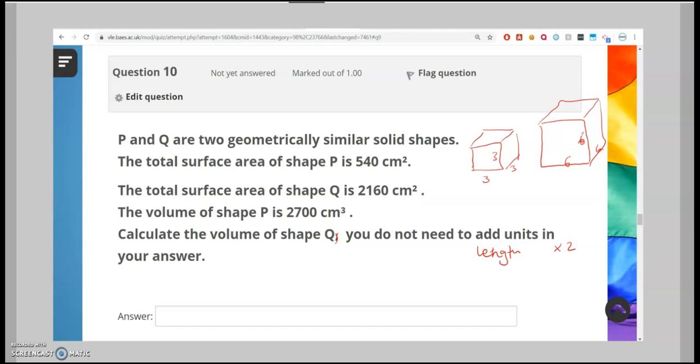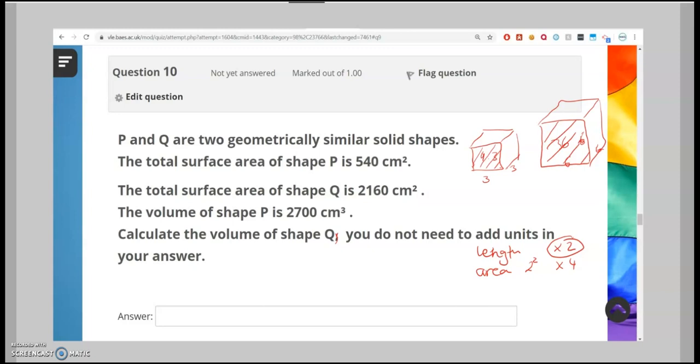Now, what's happened to the area? If you look at just this face, this face here is worked out by multiplying 3 by 3. So 3 times 3 is 9, but 6 times 6 is 36. So the area hasn't doubled. In fact, it has been multiplied by 4, which is 2 squared.